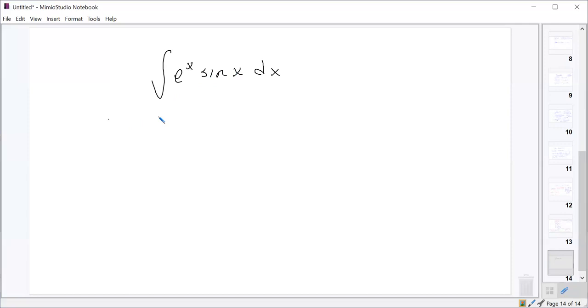e to the x will just keep being e to the x, and sine x will just be going back and forth between sine and negative cosine and negative sine and cosine and back to sine and so on. I think I said integrals there, but derivative, same thing, cosine, negative cosine, back to sine. So we'll do the integration by parts, and it's not really going to matter which one we choose here. Let's let u equal e to the x. And let's let dv equal sine x dx, giving us du is e to the x dx, and v is negative cosine x.